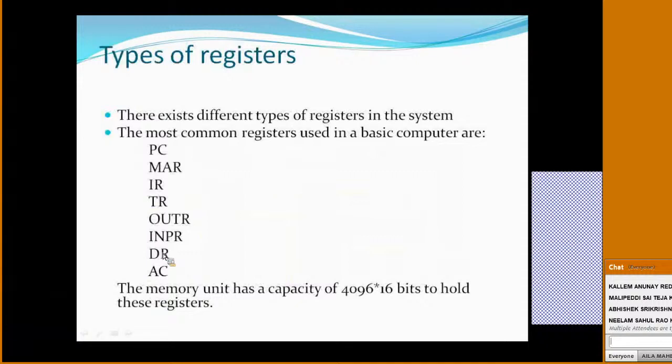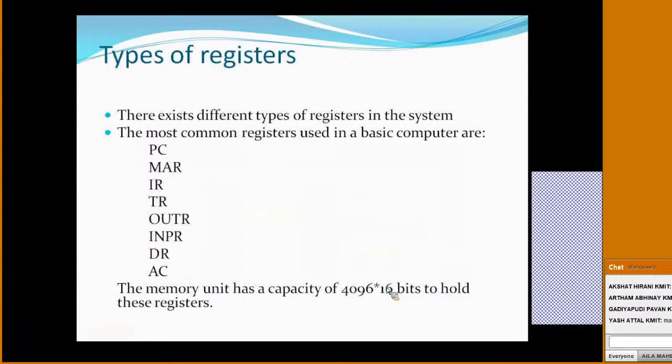The registers are storage components, which means registers also need some space. So how much memory space is required to store all these registers? You require 4096 by 16 bits of memory space to hold all these registers.